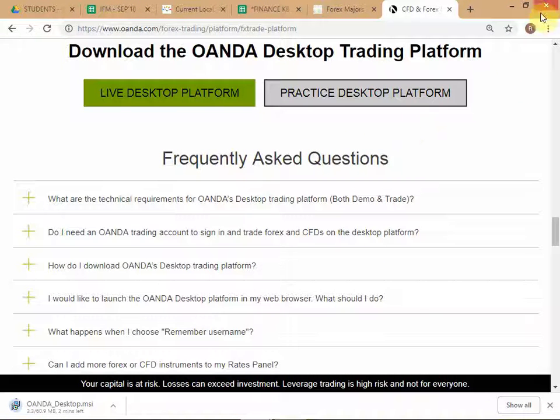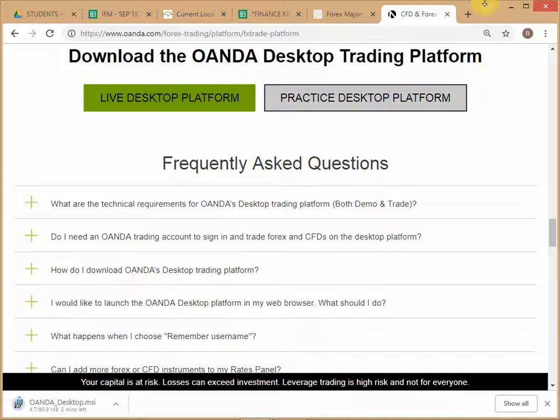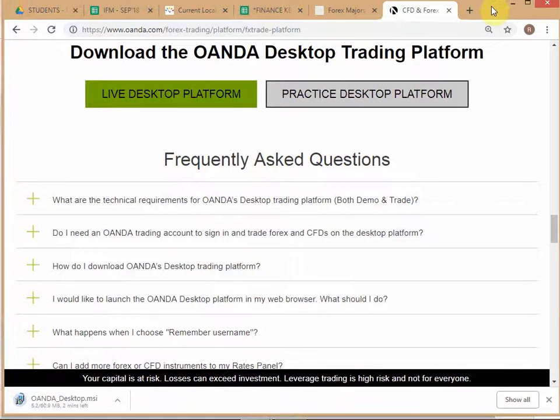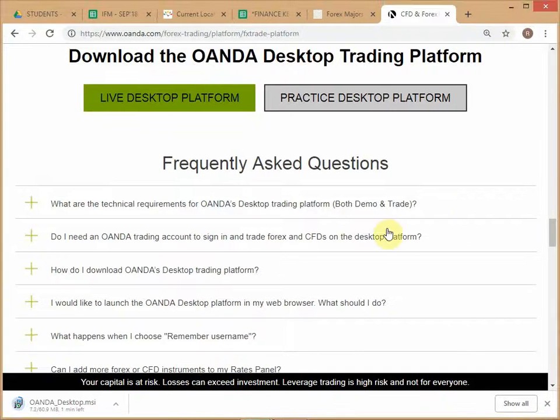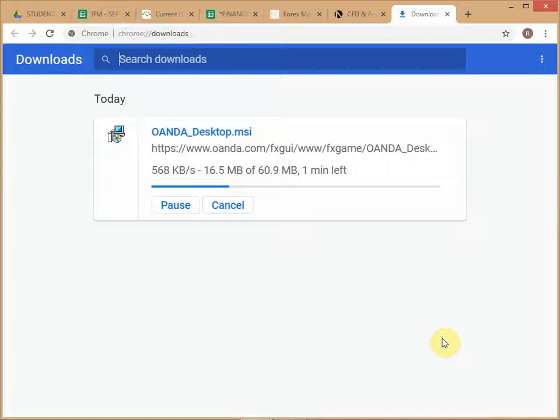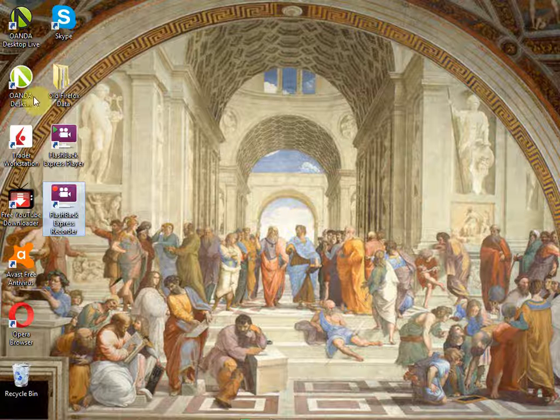Can you see that? Yeah, you can see the download that's happening. Oanda desktop MSI. So there will be a download. If you click on this, you'll get the download. Then you run that, and let me just show you. So this download is happening. You'll get this download, then you run it, and what you should end up getting is something like this.